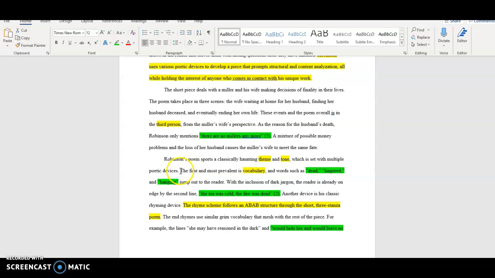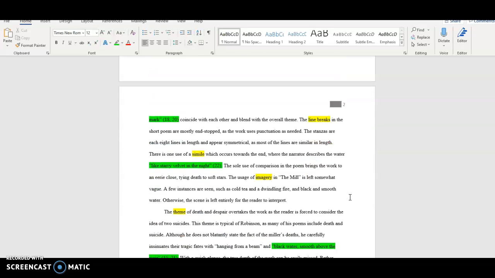So, for example, this student talks about the vocabulary that's used in the poem, and it gives some specific examples of what that vocabulary is, but it also explains what effect that vocabulary is having on the reader, right? So it's doing both of those things. So keep that in mind.